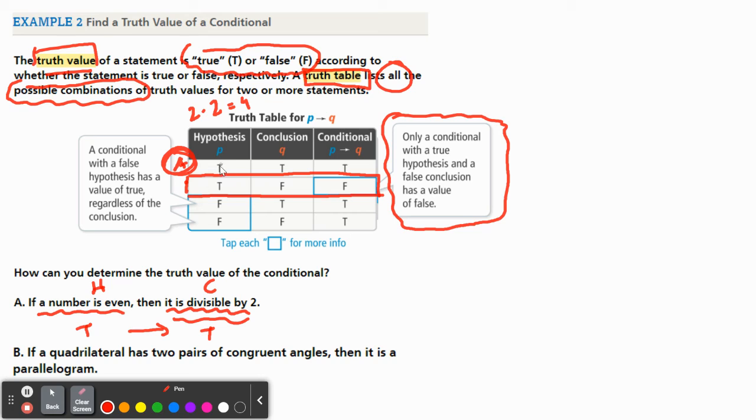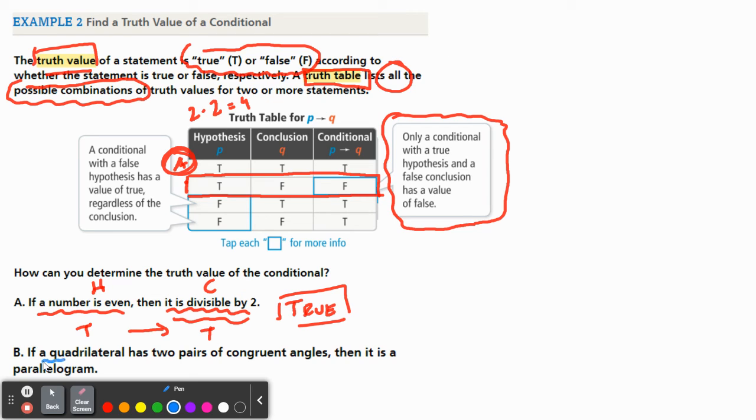And when the hypothesis is true and the conclusion is true, then the conditional is true. This is a true statement. And I think we knew that, right? An even number is divisible by 2. Okay, if a quadrilateral has two pairs of congruent angles, then it is a parallelogram.